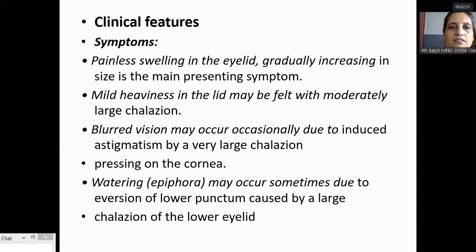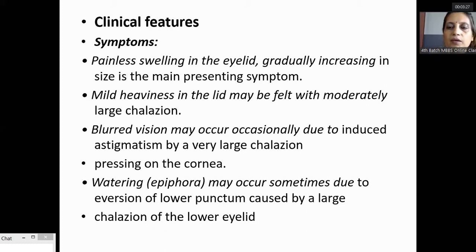So the symptoms are painless. Always remember the difference: the stye is a painful condition, an acute inflammation, whereas Chalazion is a painless condition, a chronic lipogranulomatous inflammation. So acute and chronic. A painless swelling in the eyelid, gradually increasing in size, is the main presenting symptom, and mild heaviness in the lid may be felt with moderate-sized Chalazion, and blurred vision may occur, usually due to astigmatism induced by a very large Chalazion.